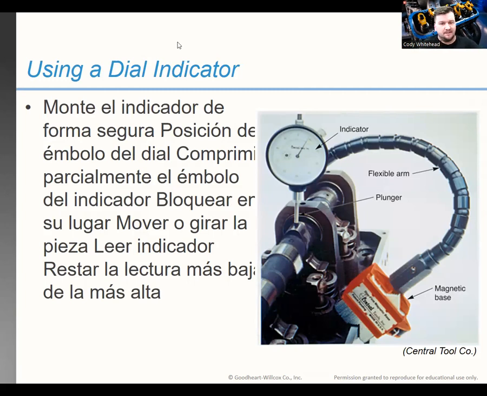Okay, so what it's saying is when you set this up, the plunger here, you want that to be depressed slightly. That way, as you spin the part, if it has a lower section, it can go down and you can read that measurement on the indicator there. So there's a few different ways you can connect it. This one has a magnetic base and this flexible arm that will lock into position and hold it still. And as you spin it, that plunger will move up and down, and that will turn the dial. And so you can read your measurements, how much it is moving.